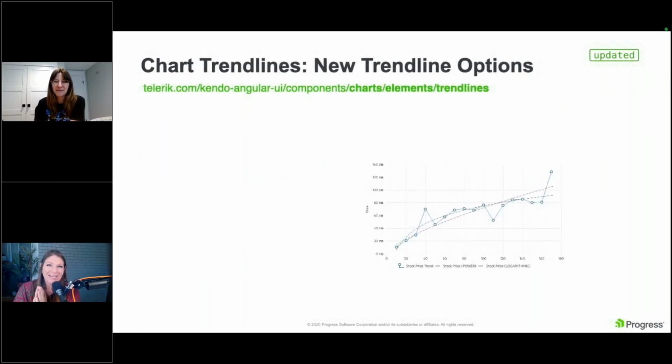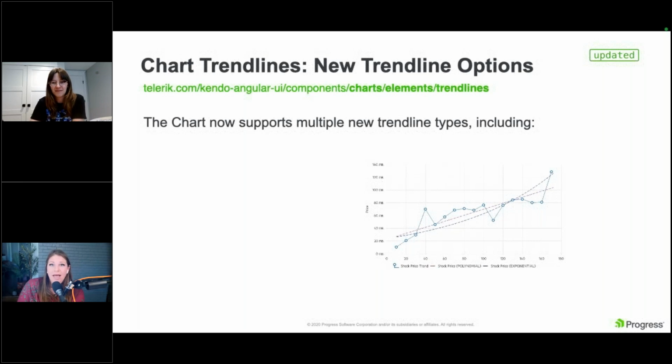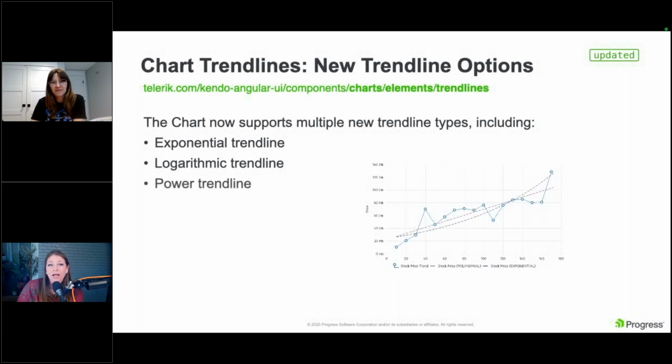The chart trend lines have new trend line options. So there were quite a few before, but we have even more now. So we have the exponential trend line, logarithmic trend line, and the power trend line, as well as the polynomial one. And so yes, a lot of existing trend line options, and now we have even more. So check it out under charts, elements, and trend lines in our documentation.